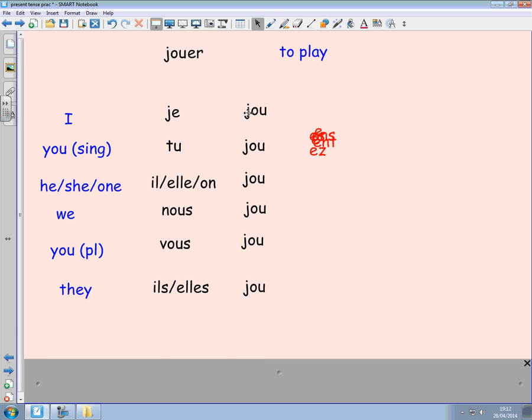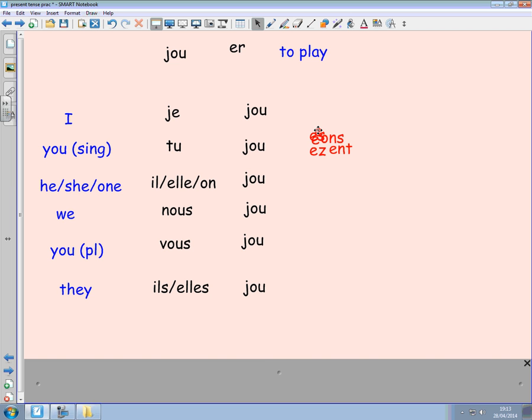So what we do is we get our very nice infinitive, and just as in English we cannot say I to play tennis, we can't say je jouer au tennis. So what we do is we take off the ER and this leaves us with the stem. This is what we call the stem of the verb. And then we simply add the correct endings.